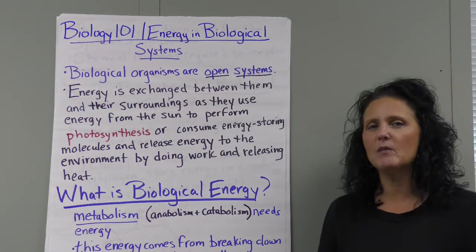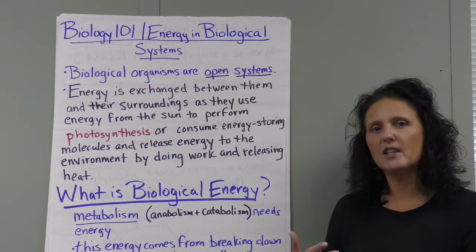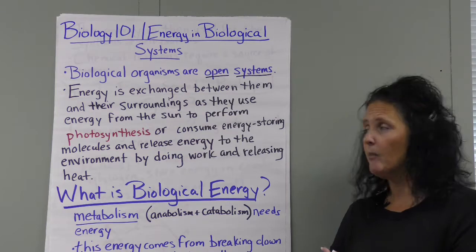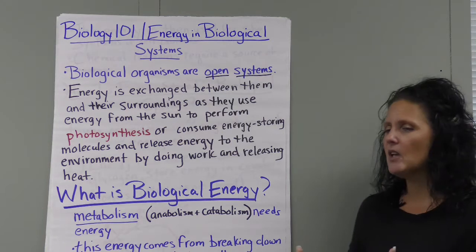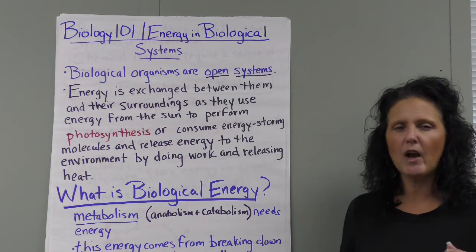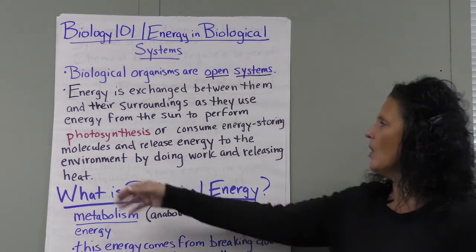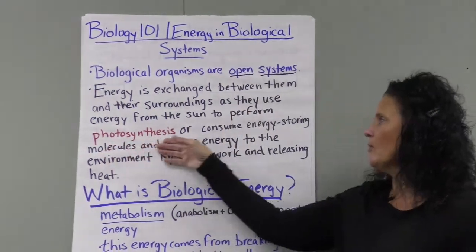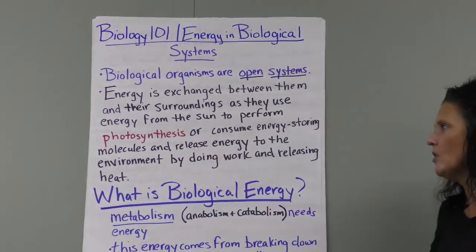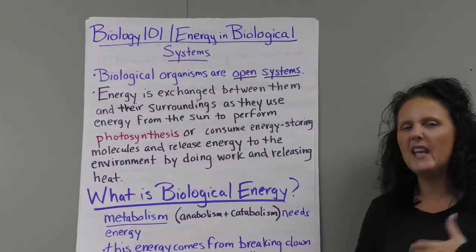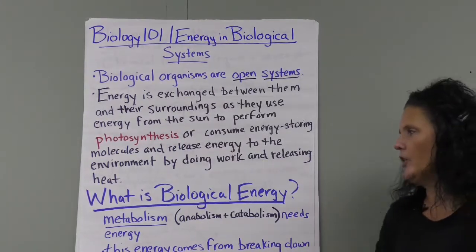But biological organisms are open systems. And when we talk about open systems, we're talking about energy exchanged between an organism and its environment. That's what we talked about with homeostasis a little bit in the first video. And everyone uses energy from the sun, either directly or indirectly, and we'll look at that on the last page. Plants use energy from the sun to perform photosynthesis. In photosynthesis, they consume energy-storing molecules and release energy into their environment. It gives us heat and work, and they do work. You'd have to look at the biological definition of work, but we're not going to look at that now.